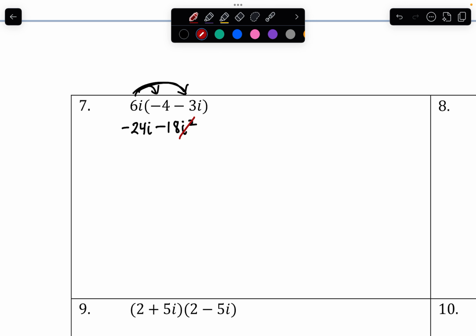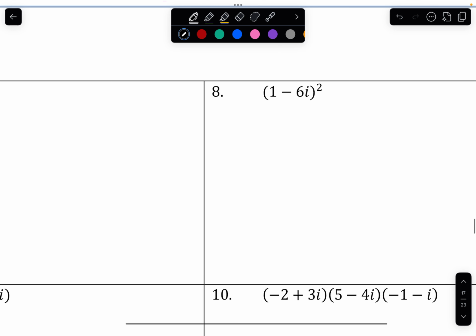I see an i squared, that's the same thing as -1, so change that sign. And so my final answer, the real part is just positive 18. The imaginary part is -24i. It's important that you write it in this order, a plus bi.